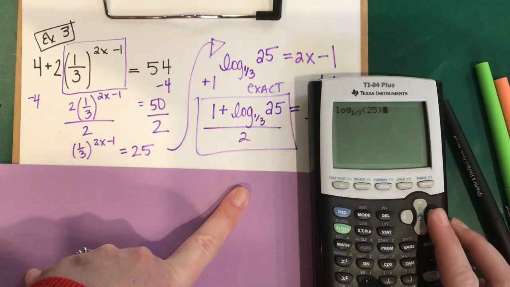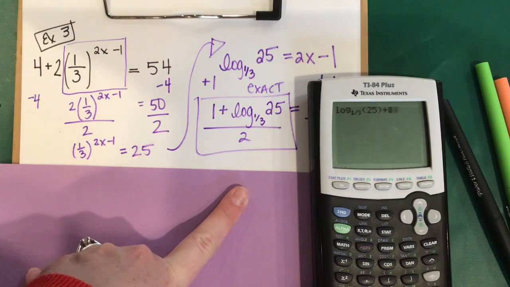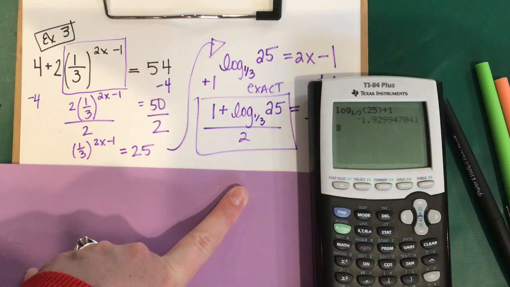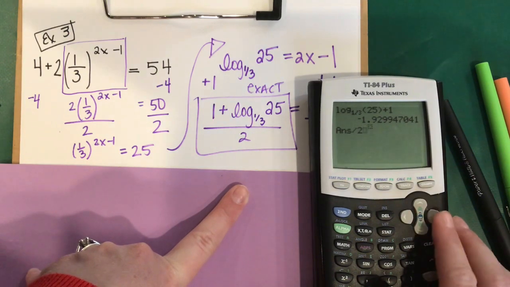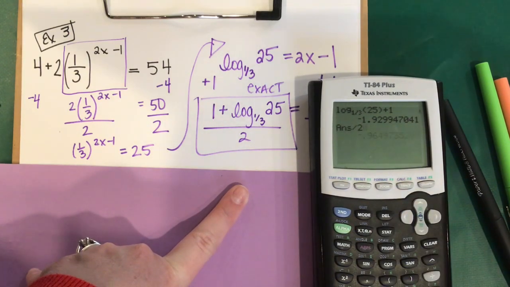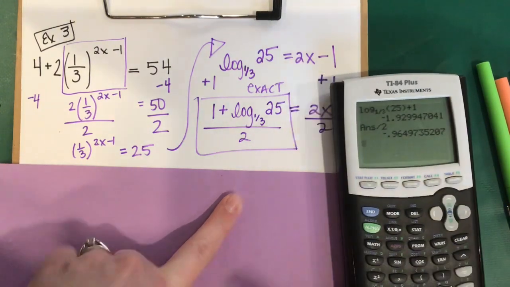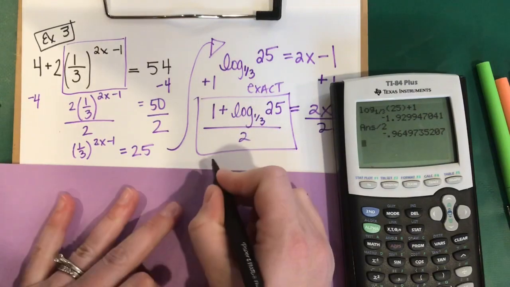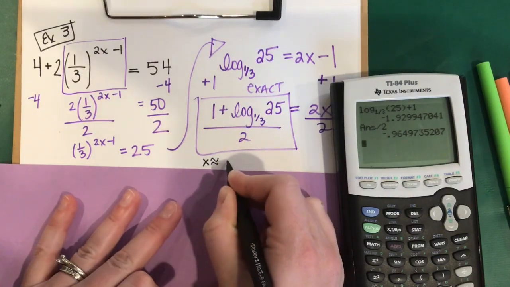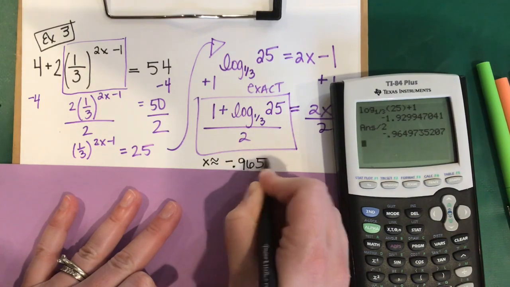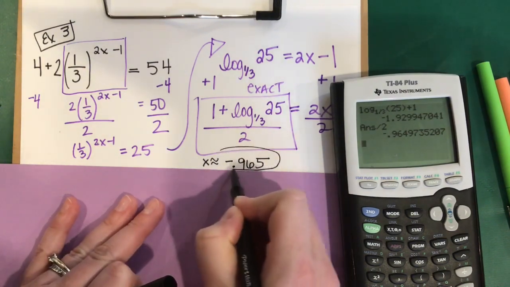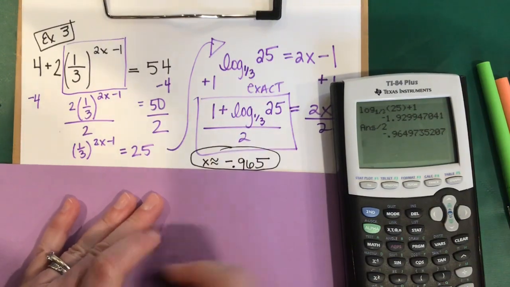All right, log base 1/3 of 25. I'm going to end my parentheses. Plus 1. Hit enter, and then divide by 2. So my answer, this is my exact one, my approximate answer is negative 0.965.